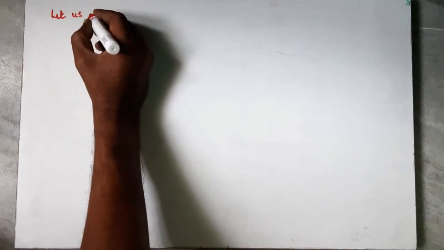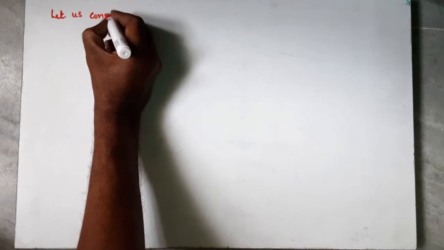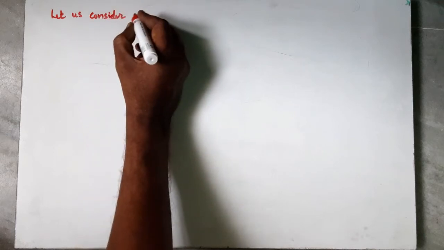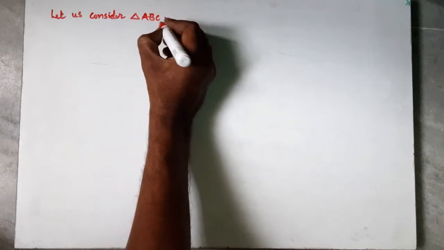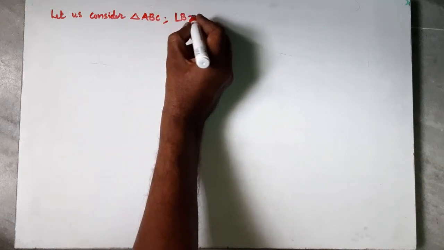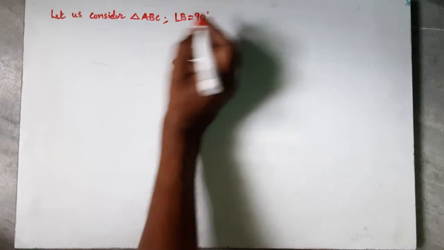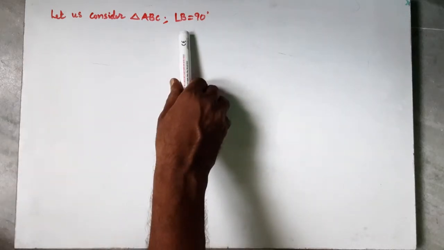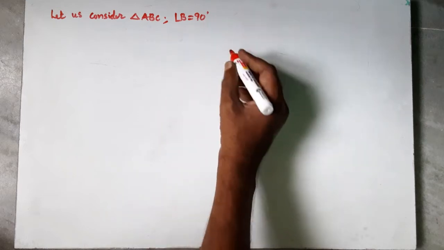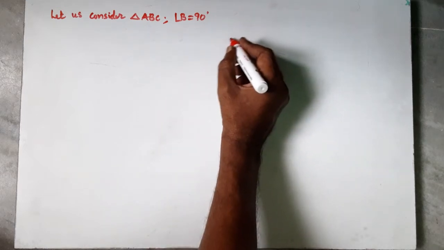Now let us see trigonometric identities. Let us consider a right angle triangle ABC, with the angle at B being 90 degrees. Now we are considering a right angle triangle ABC, and the right angle is at angle B. So let us draw a right angle triangle.